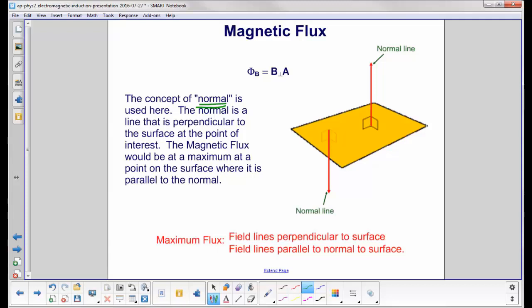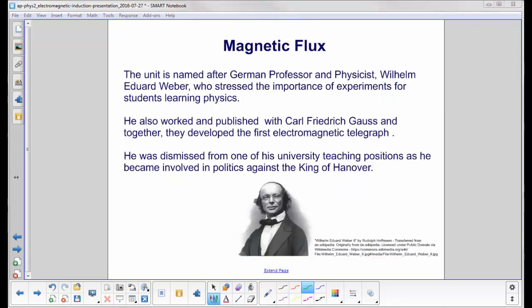The magnetic flux would be at a maximum at any point on the surface where it is parallel to the normal. So it gets a little tricky here. As we kind of summarize it, where your magnetic field lines are perpendicular to the surface, it's at a maximum. But when you're perpendicular to the surface, you are parallel to the normal. And normal is a very handy concept, and we'll use that more than we do surface. So we've defined magnetic flux and shown where it's a maximum and where it's a minimum.